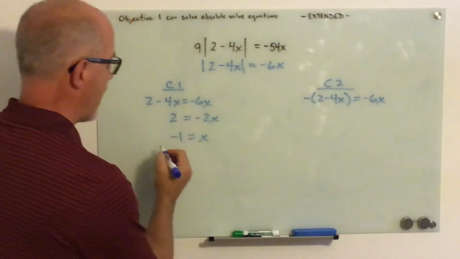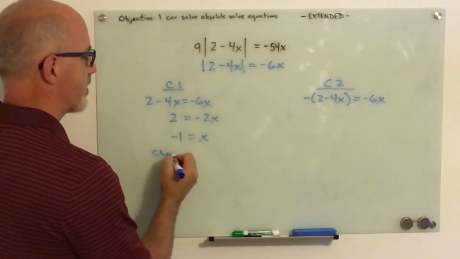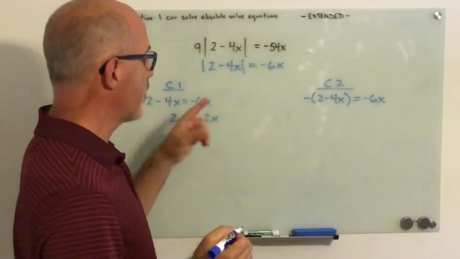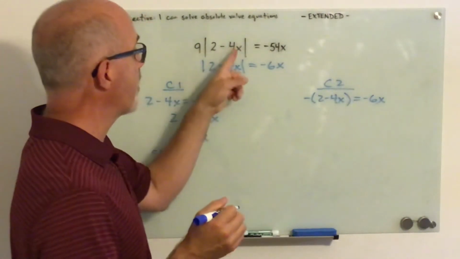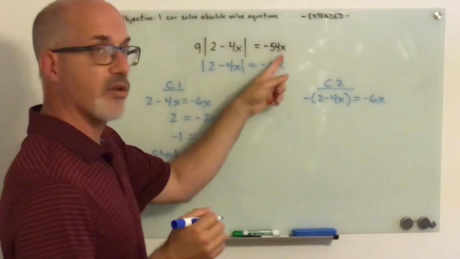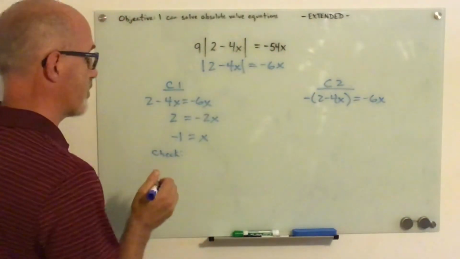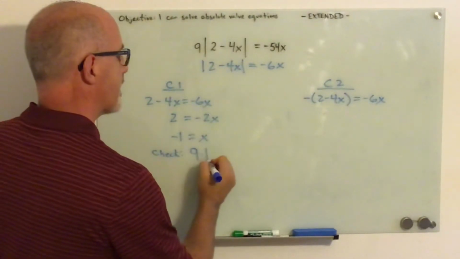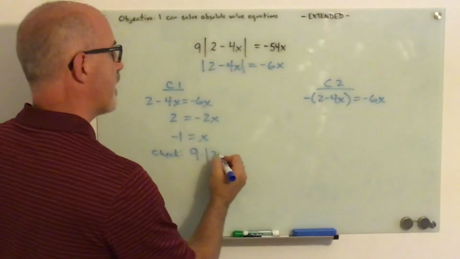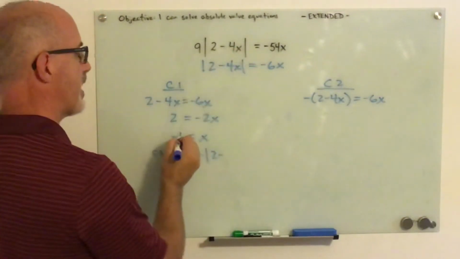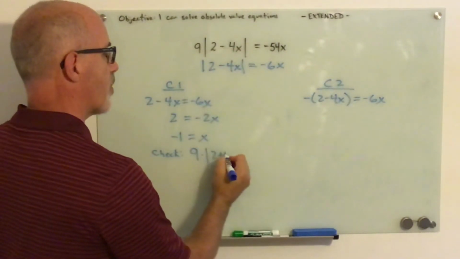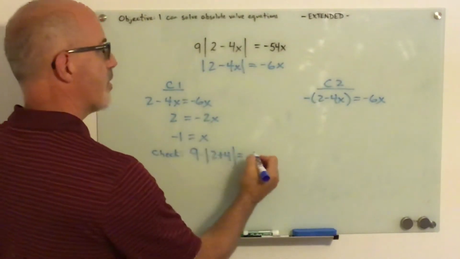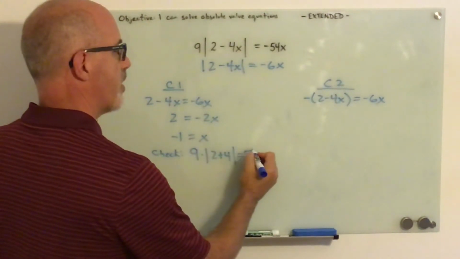Let's check that. I'm actually going to write the check out in this case, just to emphasize how important it is to do a check when you have a variable inside the absolute value and a variable that's not in the absolute value. So putting that negative 1 into the original, 9 times the absolute value of 2 minus 4 times negative 1, which becomes a plus 4, equals negative 54 times negative 1, which is a positive 54.